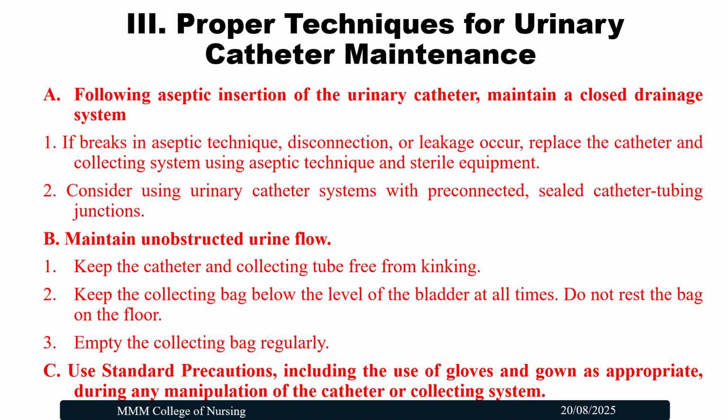Then maintain unobstructed urine flow. So first, keep the catheter and collecting tube free from kinking, and keep the collecting bag below the level of the bladder at all times, and do not rest the bag on the floor. Then empty the collecting bag regularly. Finally, use standard precautions, including the use of gloves and gown as appropriate, during any manipulations of the catheter or collecting system.